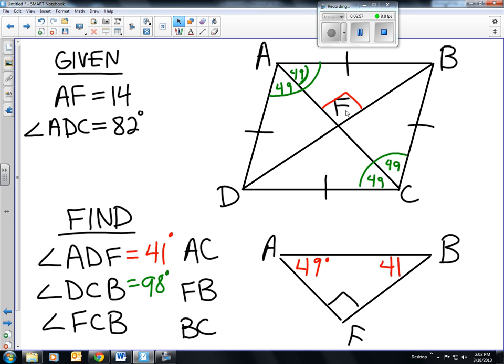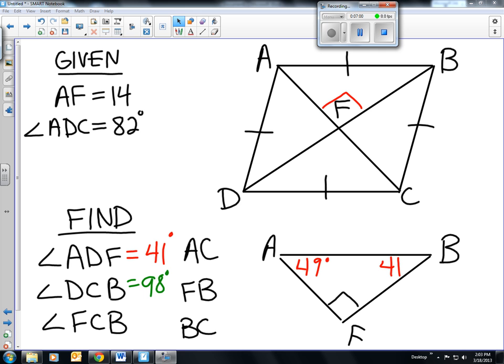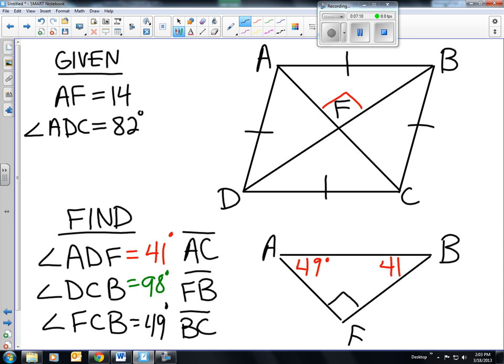We'll come back to the right triangle here. And so next is angle FCB. We've already kind of said this one, but this is 49 degrees. Now let's look at the segment lengths that we need to find. So let's start with AC. AC is going to be double of AF. And I'm going to call AF here X.